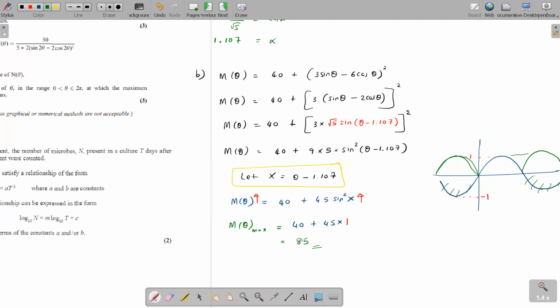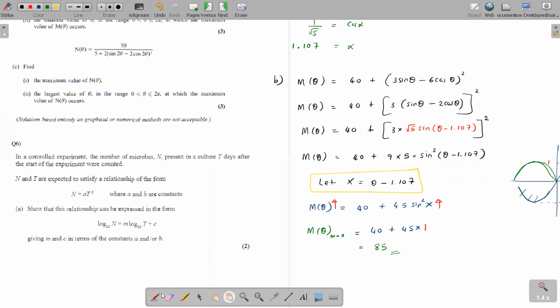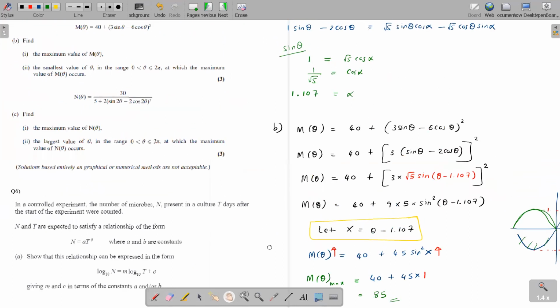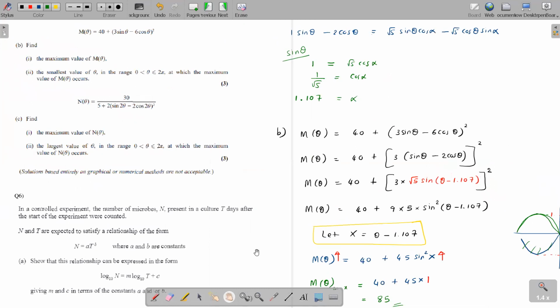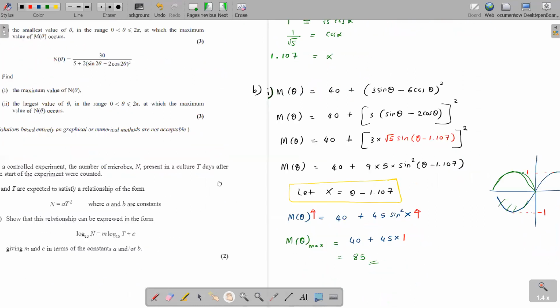Okay, then the next part. Oh, sorry, I'm doing part B, Roman number 1. Then part B, Roman number 2: the smallest value of theta in the range 0 to 2 pi at which the maximum value of M theta occurs. So what are the smallest theta values at which it occurs?